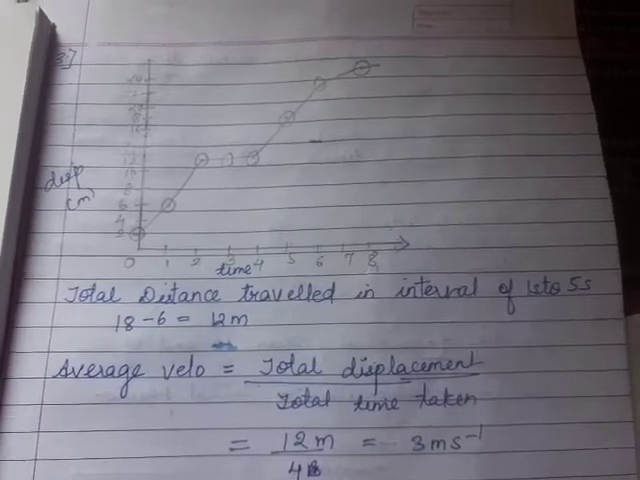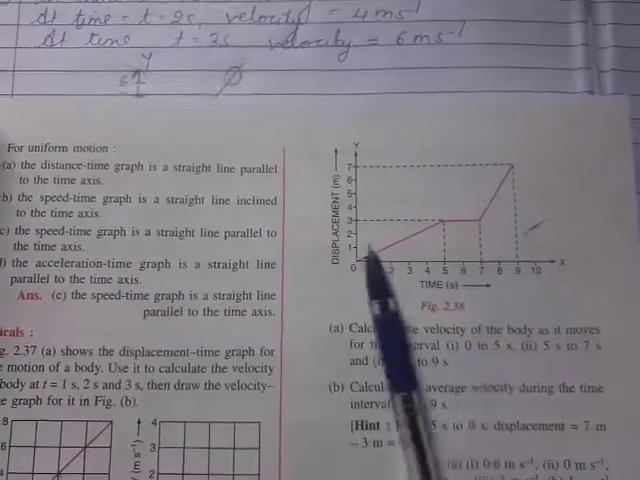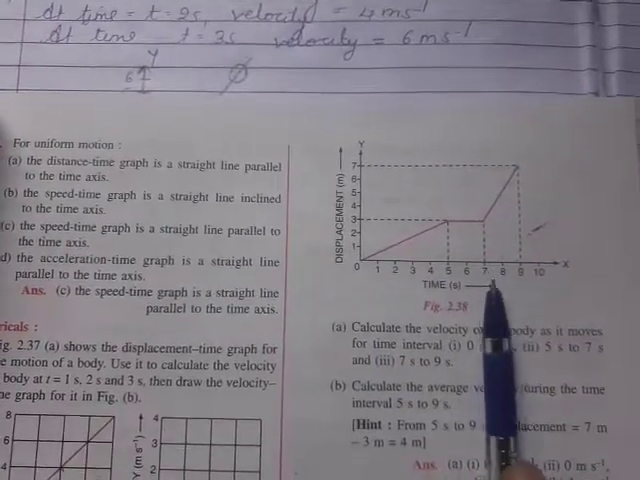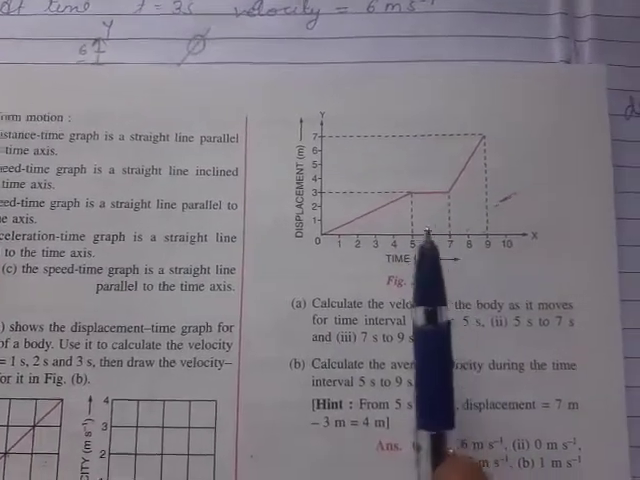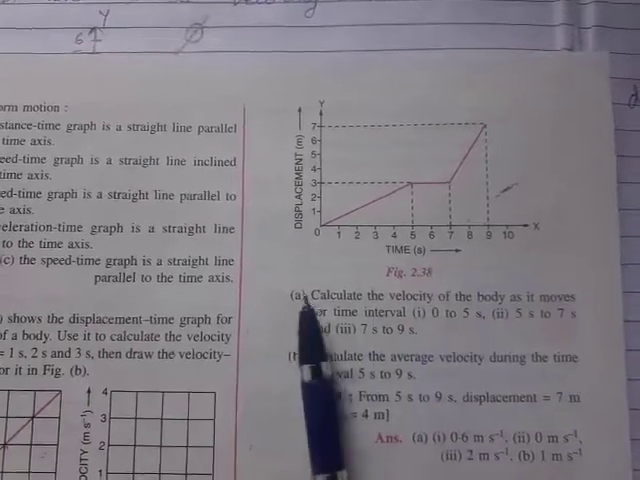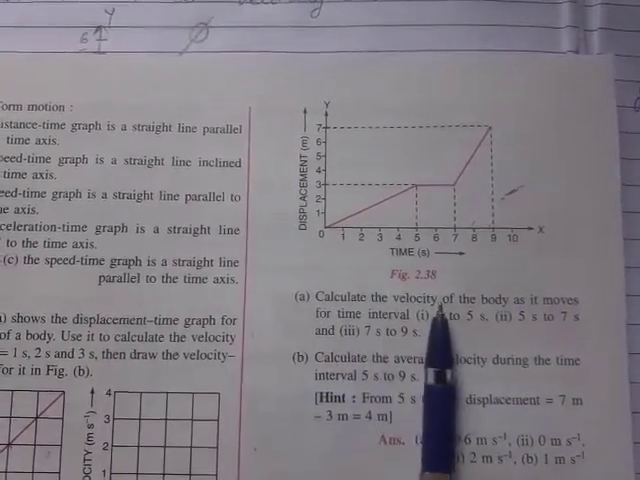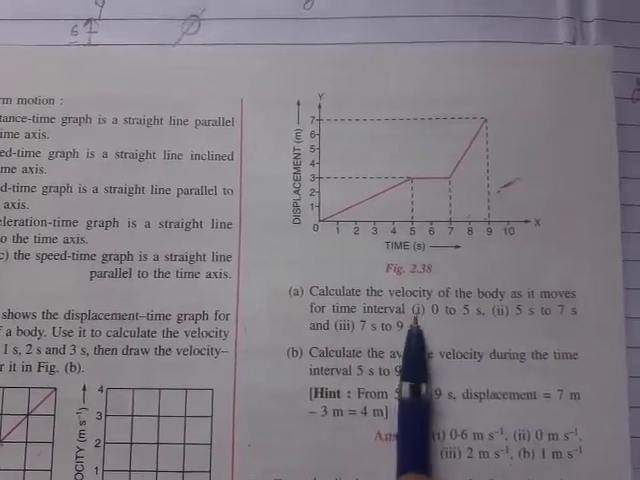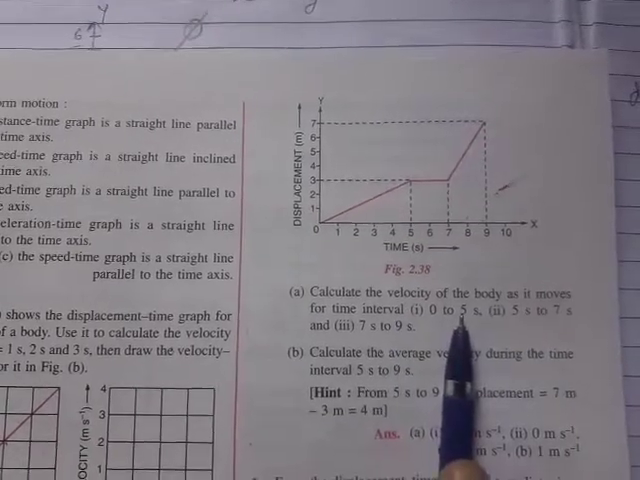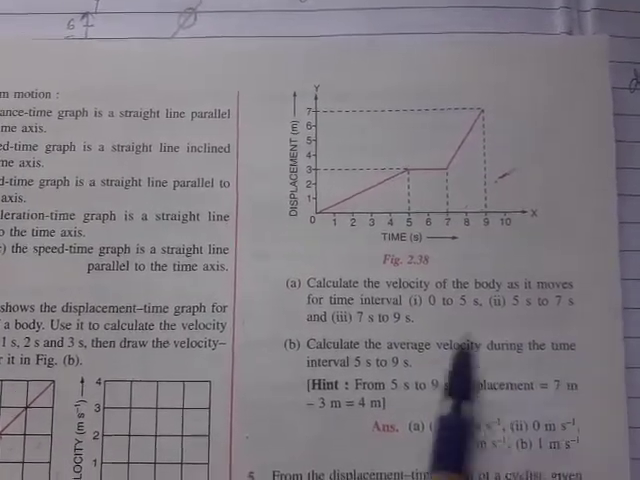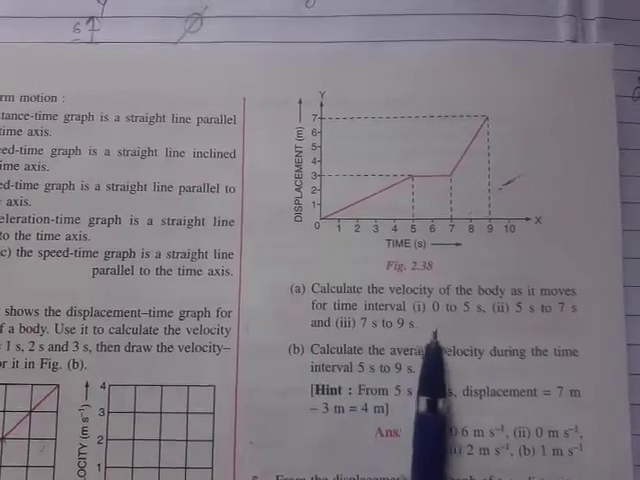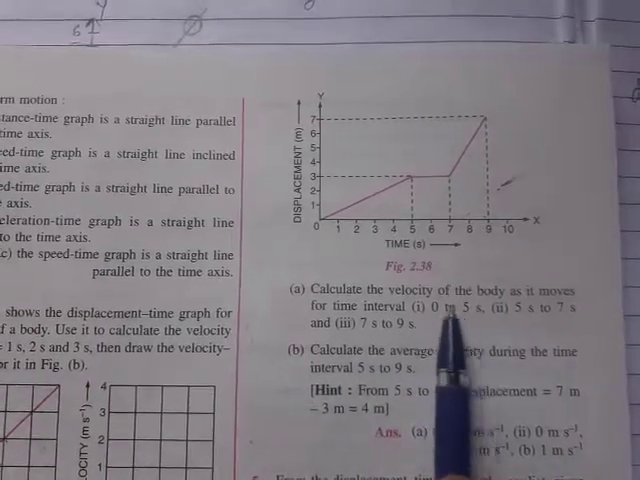Now the 4th numerical is nothing but, in figure 2.38 it is showing the displacement of the body at different instants. So here you can see that it's the displacement at different instants. Now what are you supposed to do? This is a picture study of the graph. First you are supposed to calculate the velocity of the body as it moves from 0 to 5, then from 5 to 7, and then from 7 to 9.